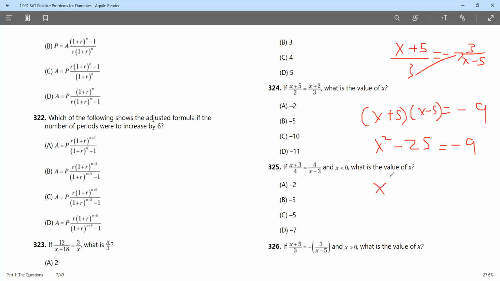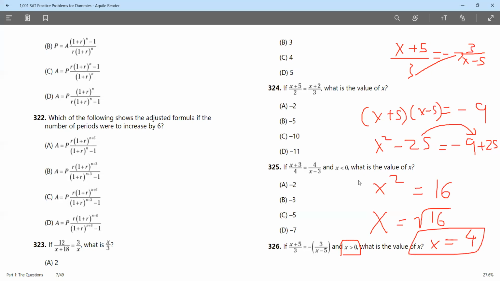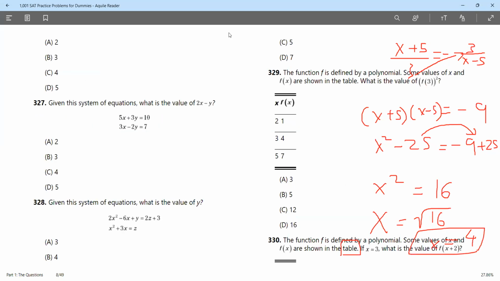So x squared will be equal to negative 9 plus 25, as negative 25 moves over as positive, which is 16. And x will be equal to the square root of 16, so x will be equal to positive or negative 4. But the condition of this question is x greater than 0. So x will be equal to 4. That's it. This is our answer, 4.